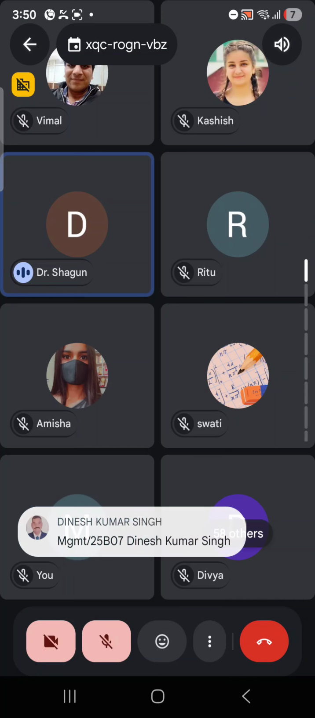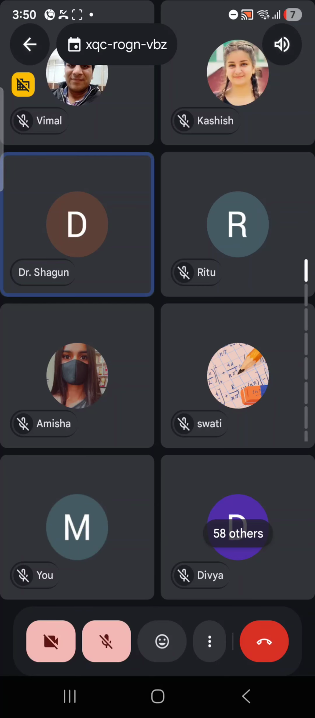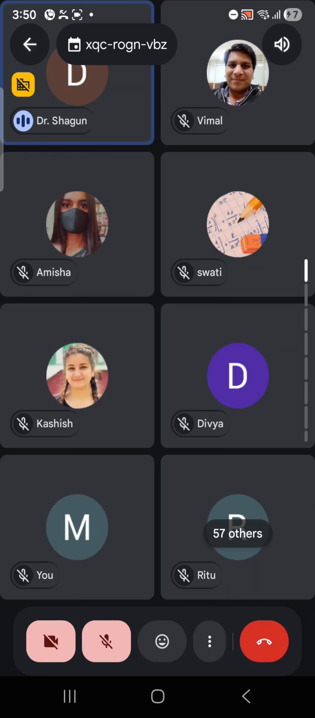What do you mean by a database? Anyone? It can be a book chapter, it can be a conference proceeding, anything. So you need to have a space wherein you store all the information, the data in the form of your research output, right? So that is a database.